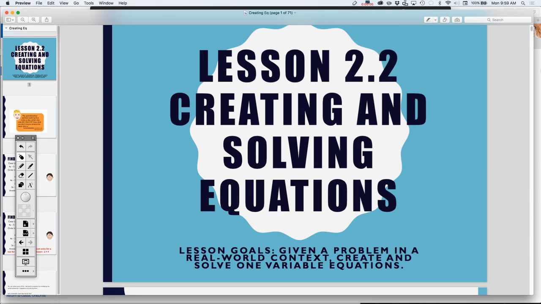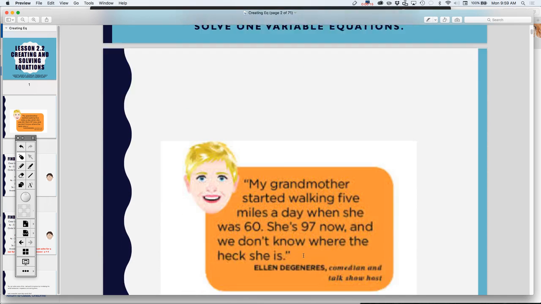Okay, so lesson 2.2, creating and solving equations. Our goal is, given a problem in a real-world context, to create and solve one-variable equations.